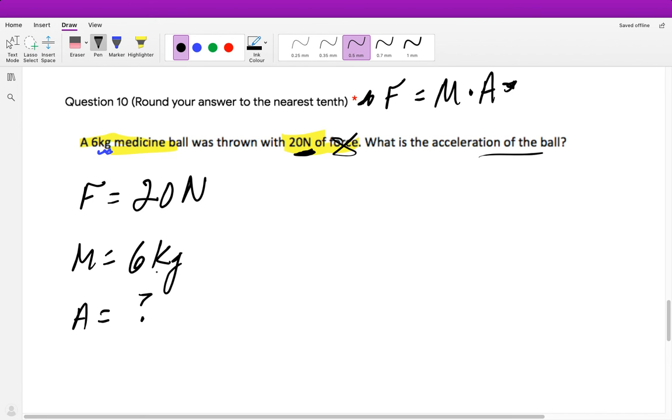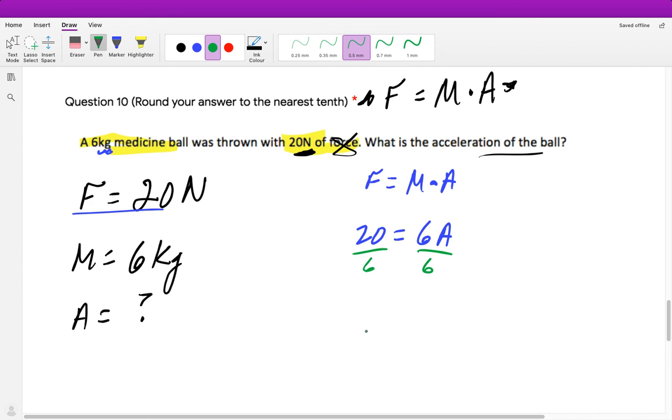All right, so then we can go ahead and start substituting into our formula. Well, 20 is equal to F. So in our force is equal to mass times acceleration, we have 20 is equal to our mass, which is 6, and our acceleration is A. And then from here, we will divide each side by 6.